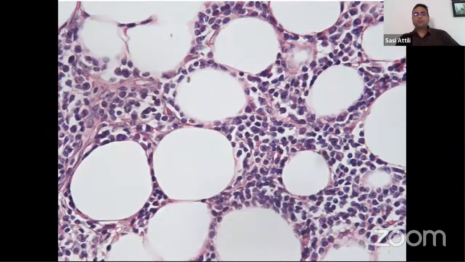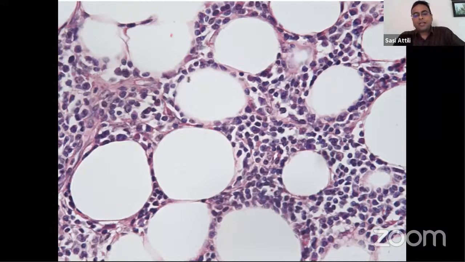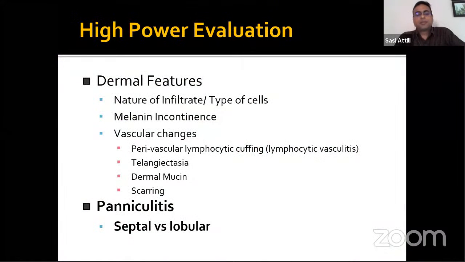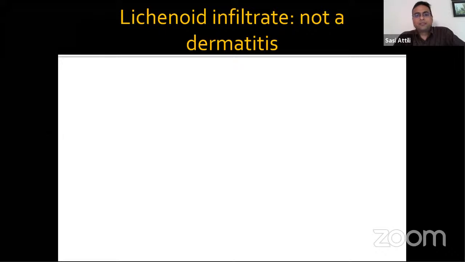The last feature is looking at the panniculum. If you're looking at a lobular panniculitis, think about lupus. If you're looking at a septal panniculitis, in association with other features, of course, then think of morphea. But you don't make a diagnosis based on the presence of panniculitis in morphea. It's usually an associated finding. Okay. So the last few slides deal with the lichenoid infiltrate, which is not a dermatitis.